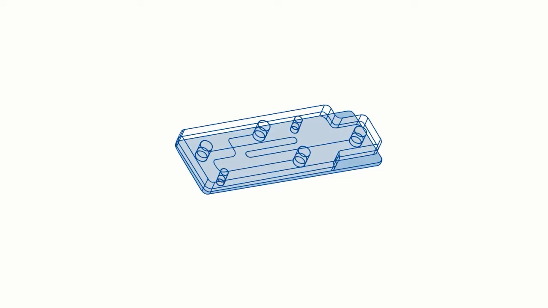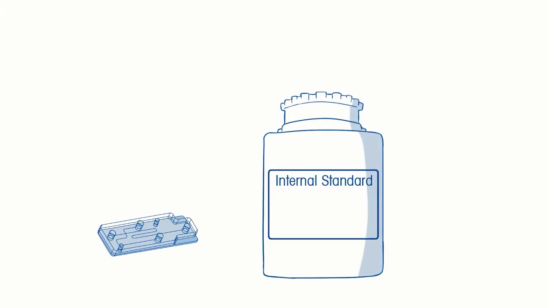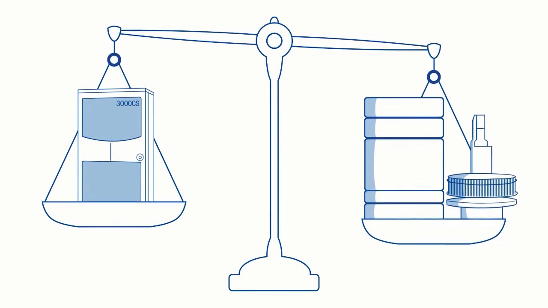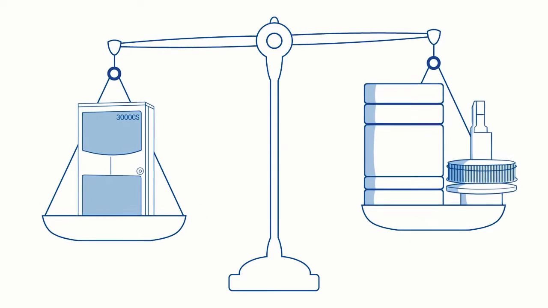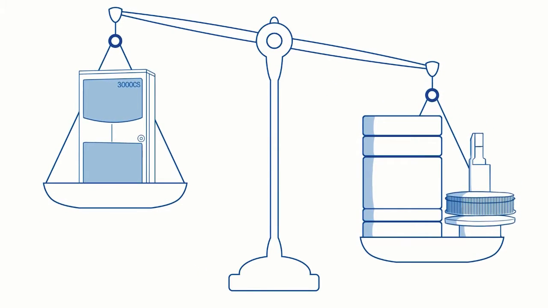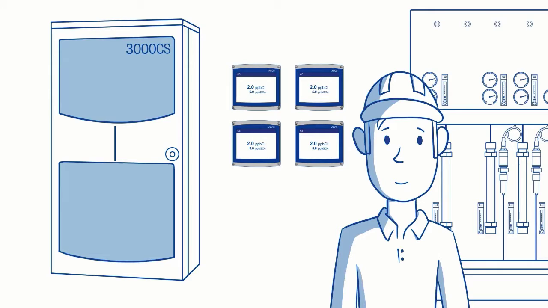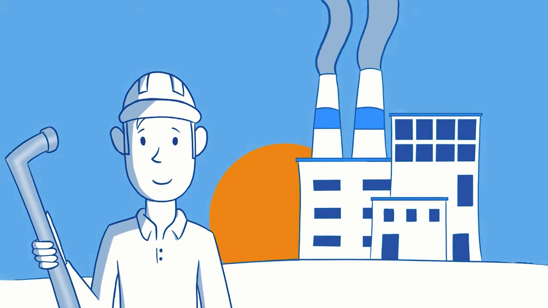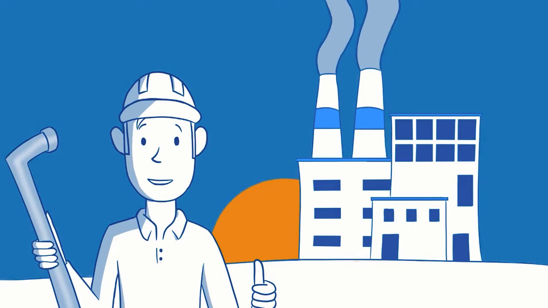The MCE cartridge, along with reagents needed for every measurement, are replaced approximately every 2 months. This makes the total cost of ownership much lower in comparison to the other expensive technologies we've discussed. Thanks to the ppb level measurements of chloride and sulfate from the 3000 CS analyzer, power plants can continuously monitor the true corrosion-causing contaminants to ensure plant equipment is protected at all times.